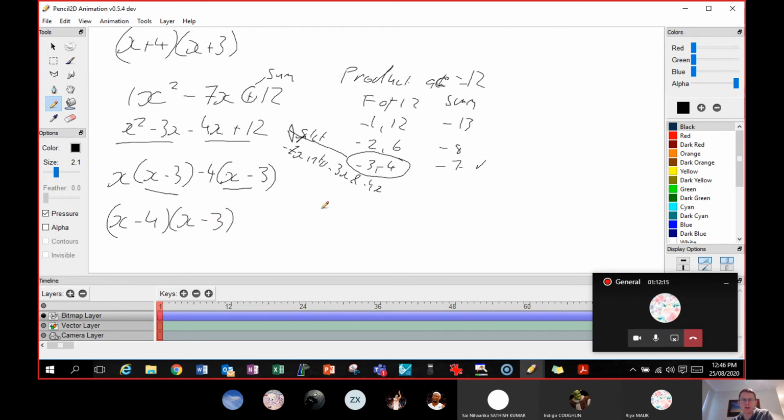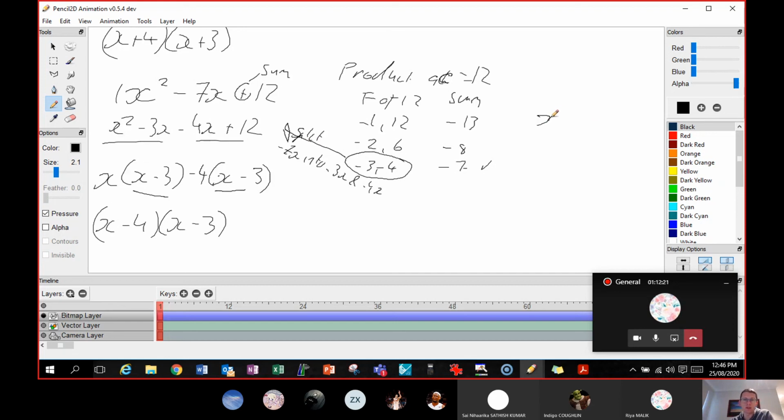Now, alternatively, remember how I said you could do it either way? We could have just jumped in with x squared, and we could do minus 4x minus 3x plus 12. And I'm going to factor out x from here. I've got x, and I'm left with x minus 4. Here I'm going to factor out minus 3, because I need x minus 4 left in there. That's going to be x.